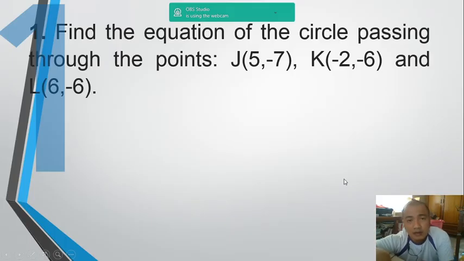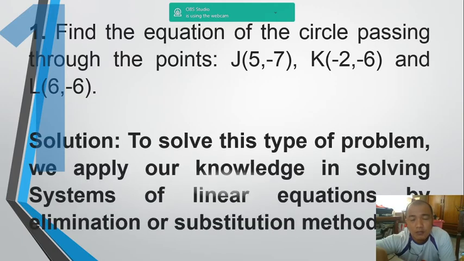Number 1. Find the equation of the circle passing through the points J(5, -7), K(-2, -6), and L(6, -6). Okay? So, the center and radius are not given, so it's very difficult for us to just give the equation in an instant, right? So what are we going to do here? We're going to solve this type of problem.